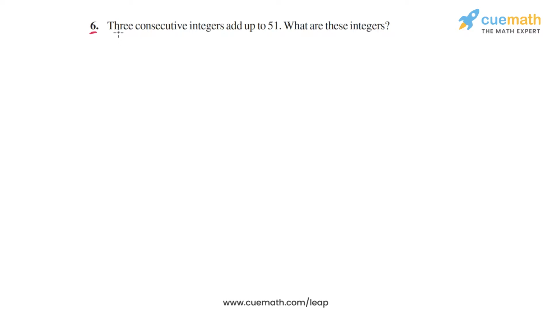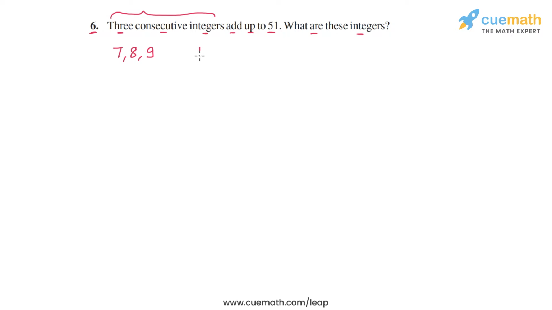Question 6 says that 3 consecutive integers add up to 51. What are these integers? So first let's start by understanding the meaning of 3 consecutive integers. Consecutive means one after the other. So 3 consecutive integers would be, for example, let's take 7, 8, 9. So these are 3 consecutive integers.